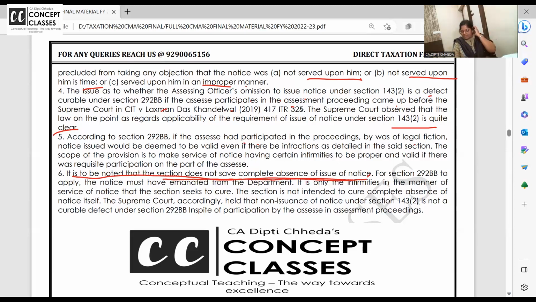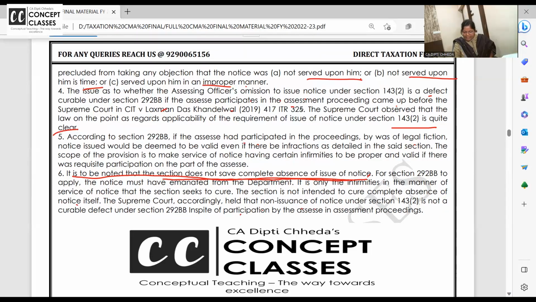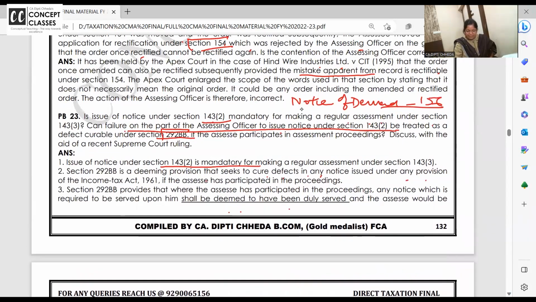Notice was not sent at all. For Section 292BB to apply, notice must have been given. It is only for infirmities in the notice. This section is not intended to cure complete absence of notice itself. So the Supreme Court accordingly held that non-issuance of notice is not a curable defect under 292BB and the assessment will not be valid. Check all the questions once.